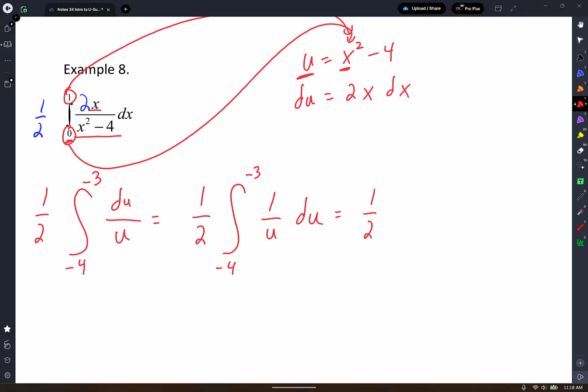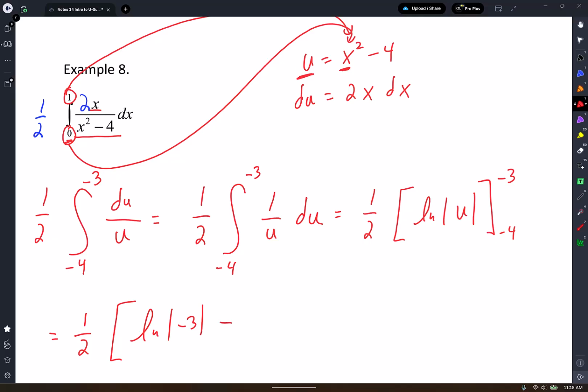Equals 1/2. I'm going to put a bracket. What is the antiderivative of 1 over u? ln, and I have to put the absolute value of u. Close it. Negative 4 lower limit, negative 3 upper limit. Are we still okay? You can, if you want, have the half on both terms, but just leave it factored out. So here it is, 1/2 factored out. Bracket. I'm just doing upper minus lower: ln absolute value of negative 3, minus ln absolute value of negative 4.